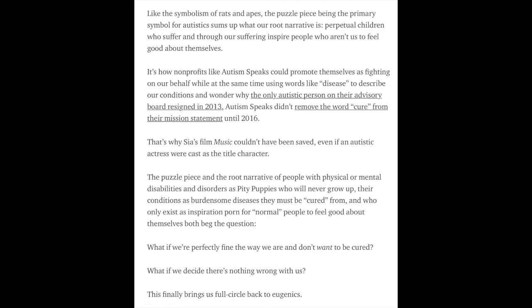So here we go. Like the symbolism of rats and apes, which are racist stereotypes for Jewish people and black people, the puzzle piece being the primary symbol for autistics sums up what our root narrative is. Perpetual children who suffer, and through our suffering, inspire people who aren't us to feel good about themselves. It's how nonprofits like Autism Speaks could promote themselves on fighting on our behalf, while at the same time using words like disease to describe our conditions, and wonder why the only autistic person on their advisory board resigned in 2013. Autism Speaks didn't remove the word cure from their mission statement until 2016.